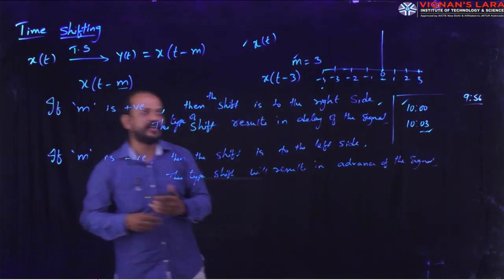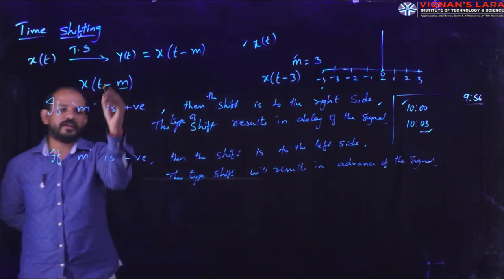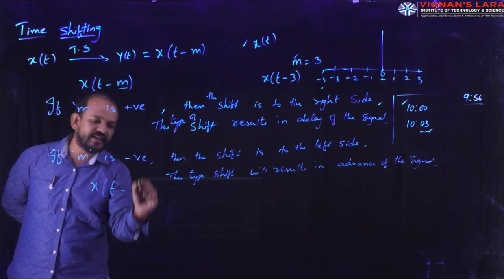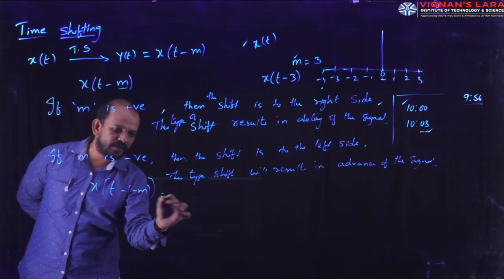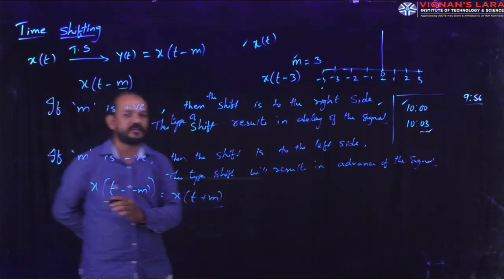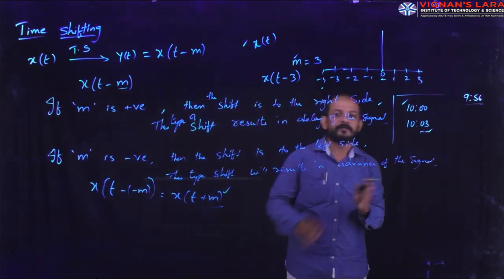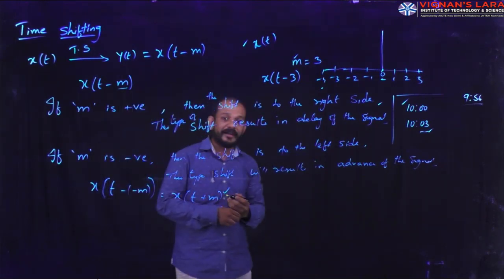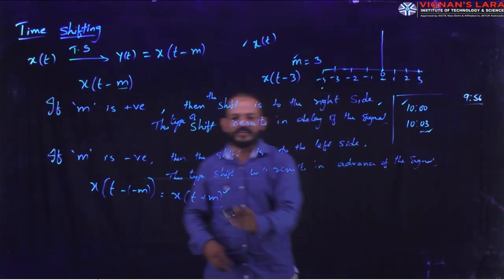So as the m value is negative, what happens to this x of t minus m? If m is negative, then x of t minus of minus m is x of t plus m. So if you have an equation like this, x of t plus m, the shifting operation means the signal will shift to the left side by m seconds.